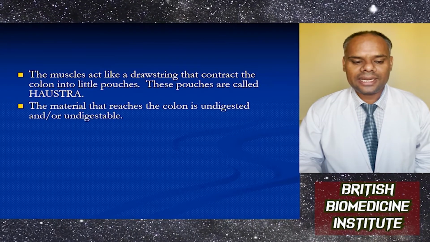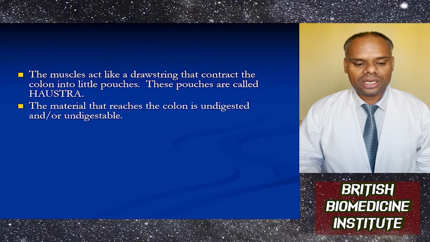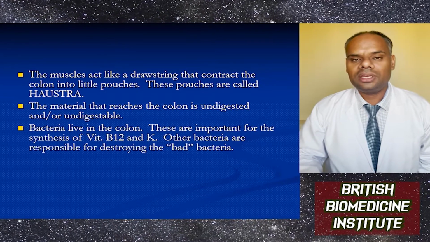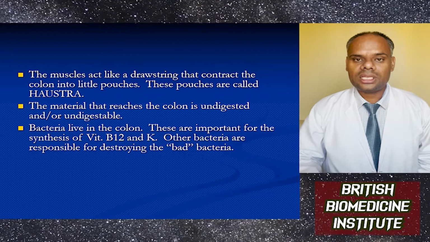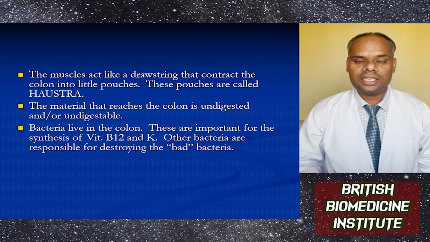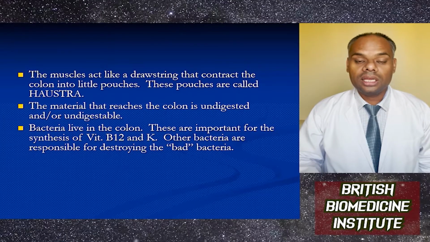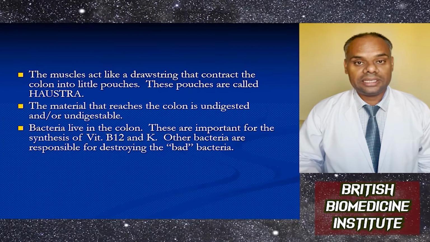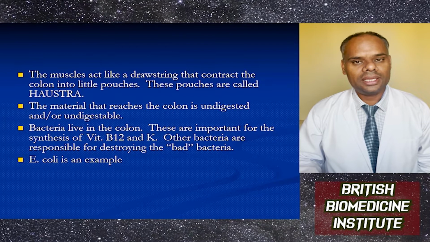The material that reaches the colon is undigested or in undigestible form. Bacteria live in the colon. These are important for synthesis of vitamin B12 and K. Other bacteria are responsible for destroying the bad bacteria. E. coli is an example.